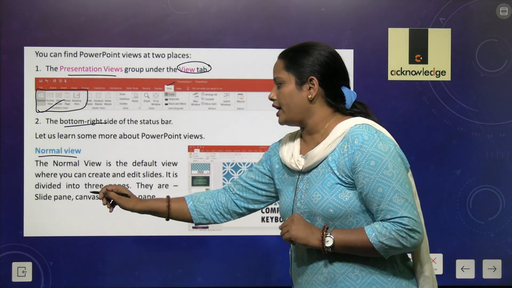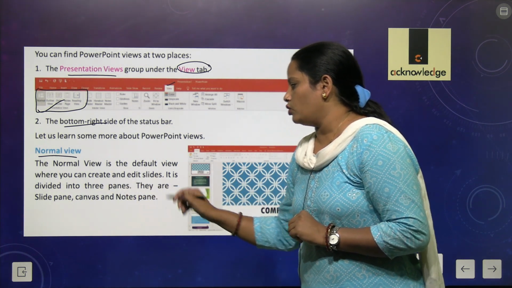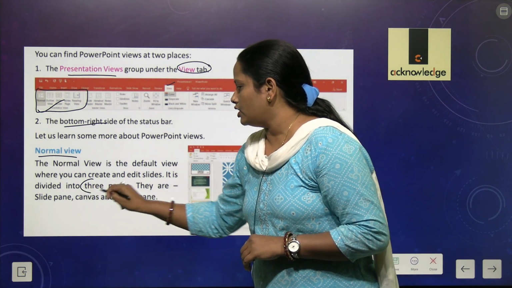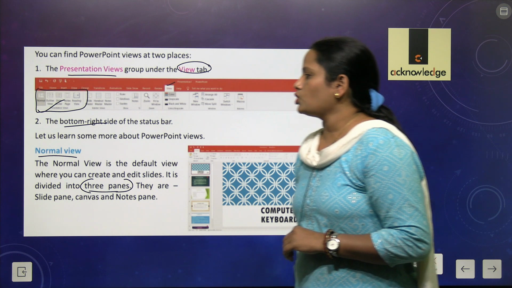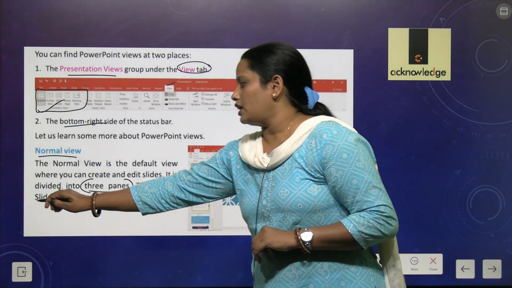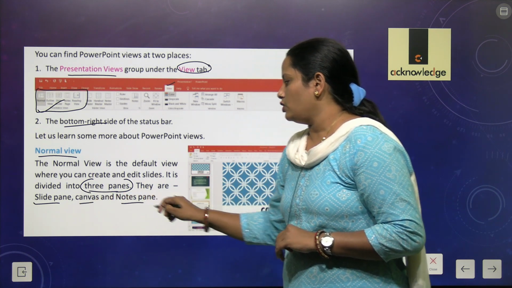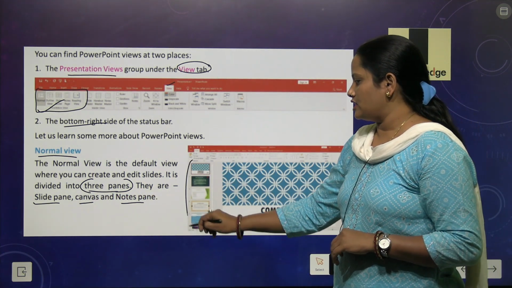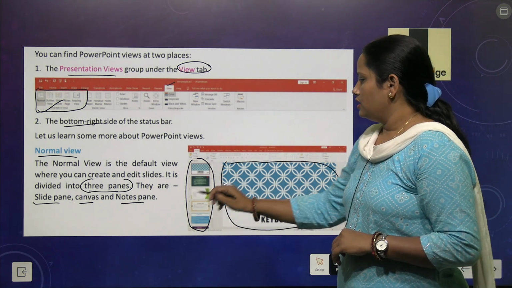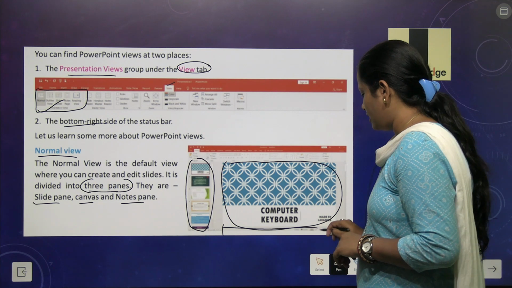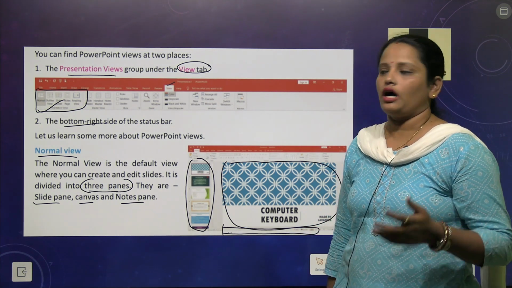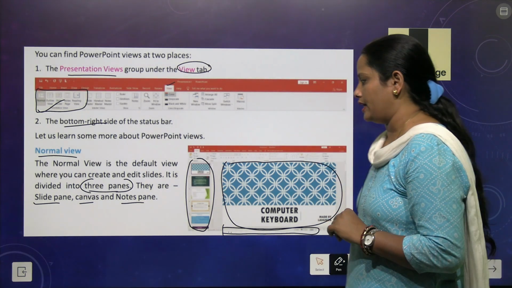This normal view is divided into 3 panes, and those panes are the slides pane, canvas and notes pane. This is our slides pane, this is the canvas, and this part is our notes pane. Here we can write down the notes related to our presentation or that particular slide.